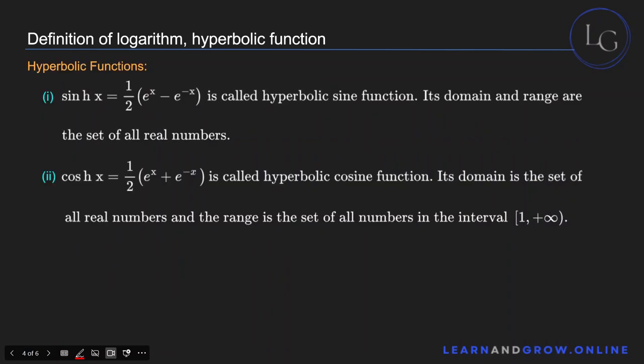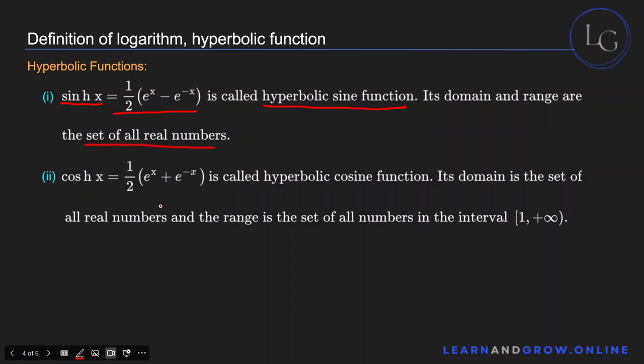Now, hyperbolic functions. I won't really go into too much detail here, but what is the sine hyperbolic of x function? That's basically e to the power x minus e to the power negative x, over 2. That's just what it is, honestly. It's just something you'll have to memorize, or it'll be given to you, but you just have to remember. This is known as the hyperbolic sine function. Its domain and range are the set of all real numbers. This is the beauty of this particular function.